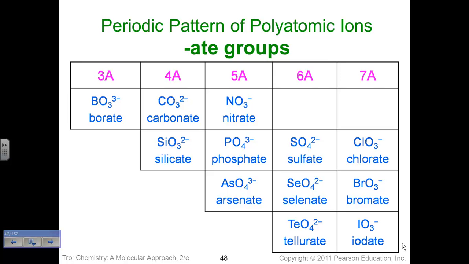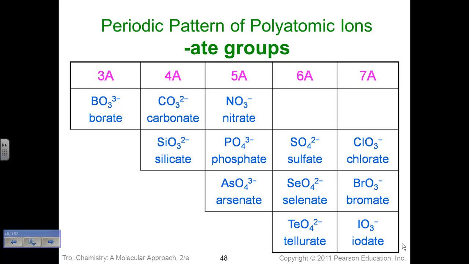Look at the patterns on our polyatomic ions with the ATE. I call that the root word. Borate from the element boron. Carbonate from the element carbon. Silicate from the element silicon. Nitrate is from nitrogen. Phosphate, arsenate, the elements of phosphorus and arsenic. Sulfate, selenate, tellurate. The elements are sulfur, selenium, and tellurium.